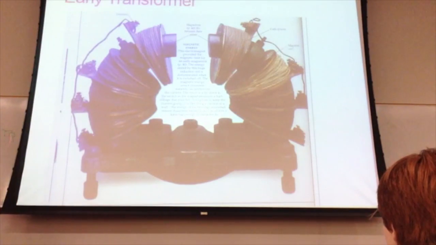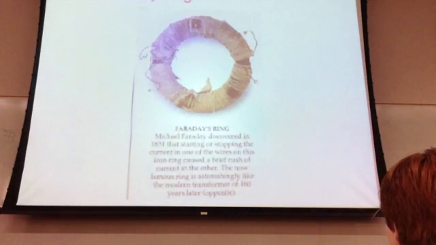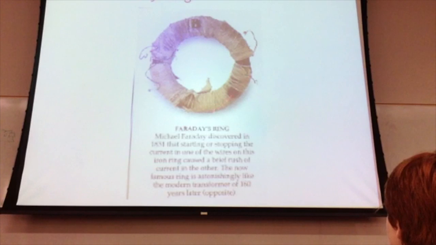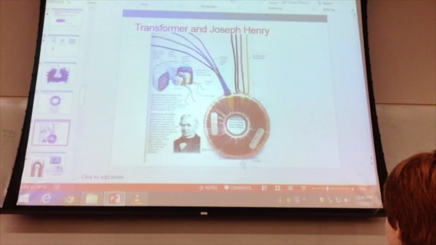This is an early transformer. Primary side, secondary side, all right? It's a beautiful thing. This was Michael Faraday's ring. He wound one side and then wound the other side. And then we can find out we can do work with this thing. Let me show you real quick some of the work we can do.